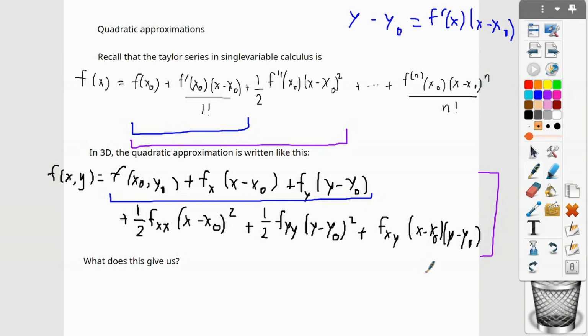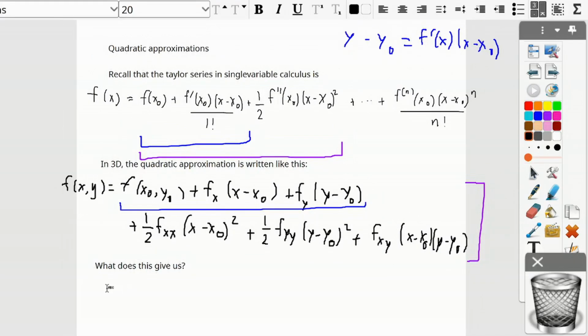And why is there no 1/2? Because we forgot f sub yx. But f sub yx is exactly the same as f sub xy if the function is continuous and differentiable. So because the function is continuous, we assume that the function is continuously differentiable at that point. We don't need to worry about differentiability, right? So what does this give us? What does it give us?